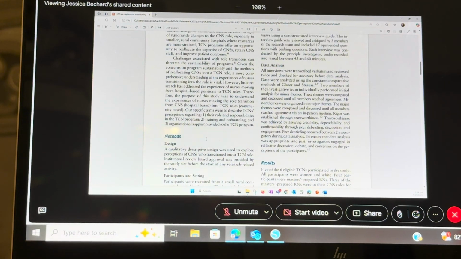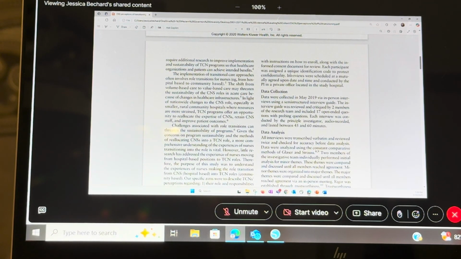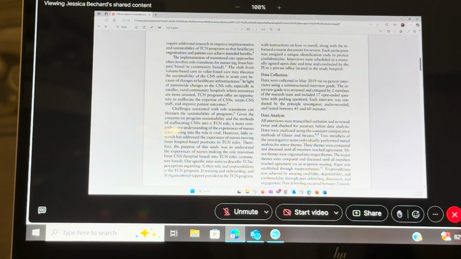Each participant was assigned a unique identifier code to protect confidentiality. Interviews were scheduled at mutually agreed upon dates and times. Data were collected via in-person interviews using a semi-structured interview design. The interview guide was reviewed and critiqued by 2 members of the research team and included 17 open-ended questions with probing questions. Each interview was conducted by a principal investigator, audio recorded, and lasted between 45 and 60 minutes. So does this look like they did some type of quantitative research?